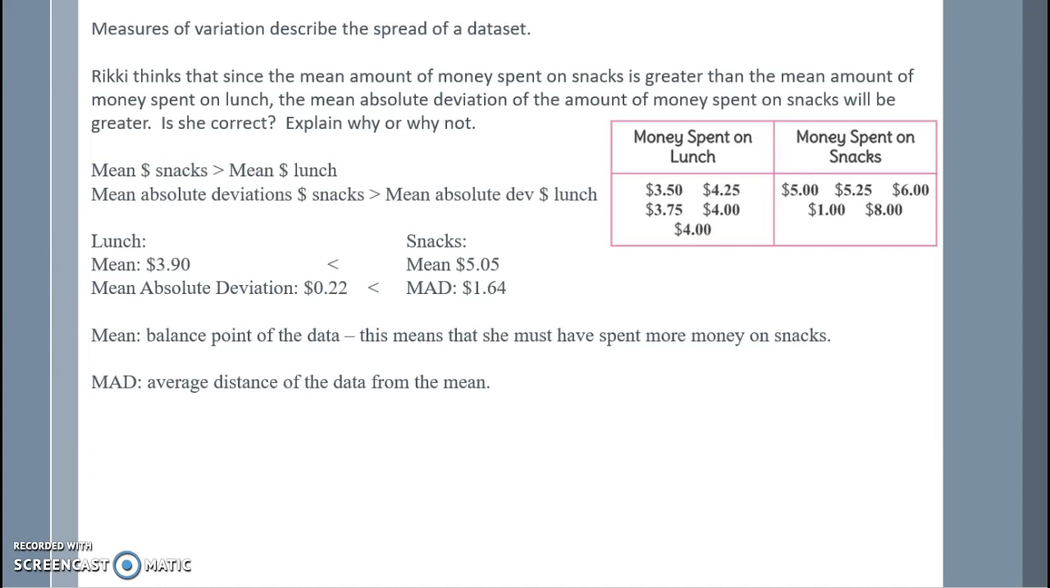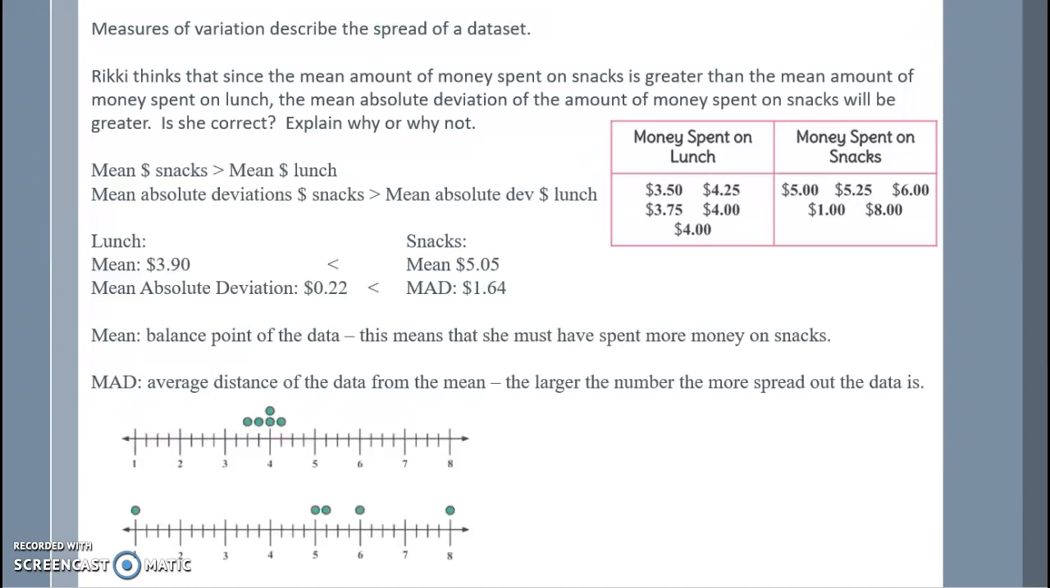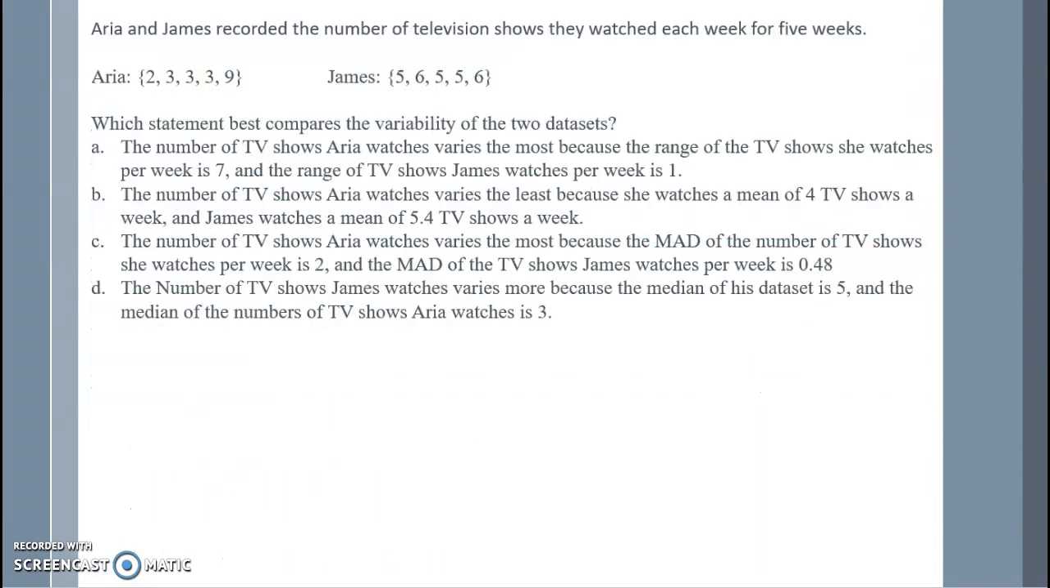However, the mean absolute deviation simply states the average distance of the data from the mean. So in this case, the larger the number, the more spread out the data is. So just because the snacks have the larger number doesn't necessarily mean that she spent more. It just means that the snacks are more spread out. So we can see that if we were to use a dot plot, the top represents the money for lunch. Notice that it's all clustered together, whereas our snack data is more spread out.